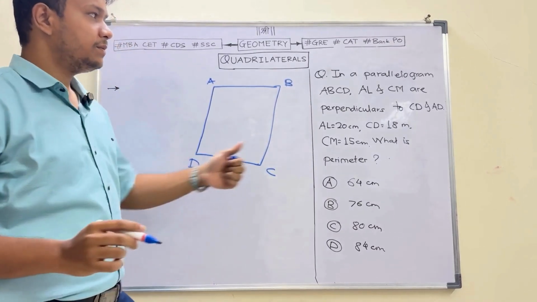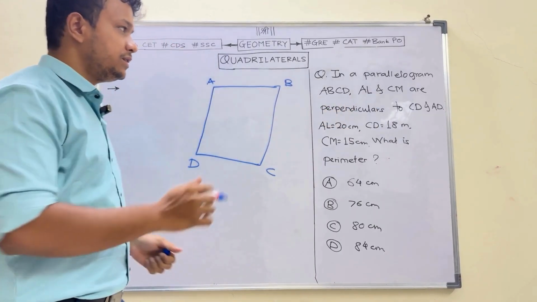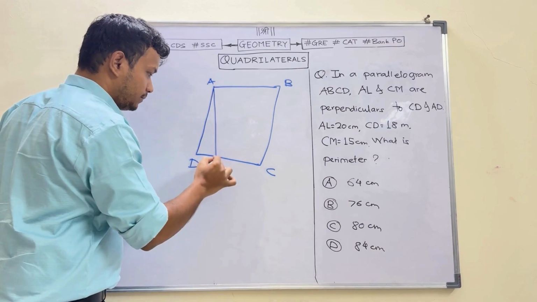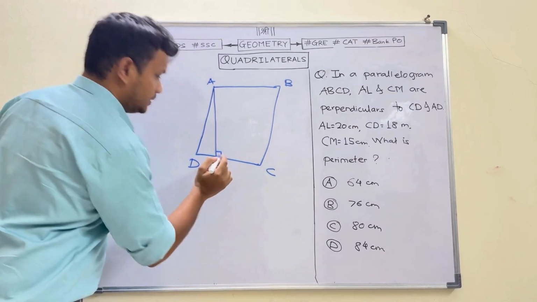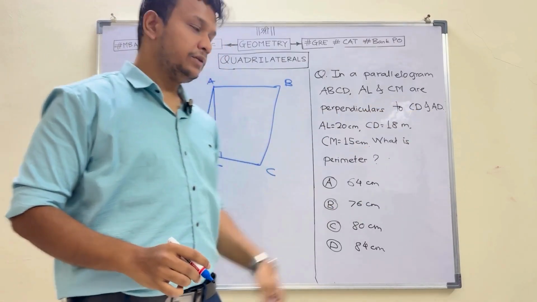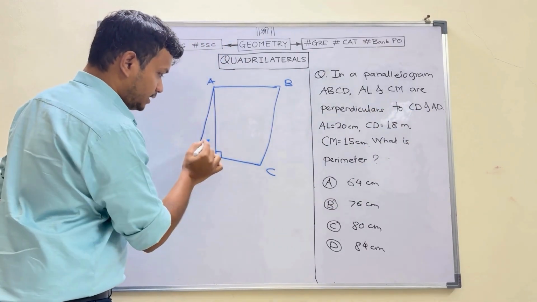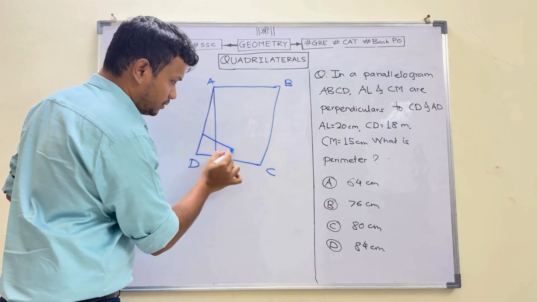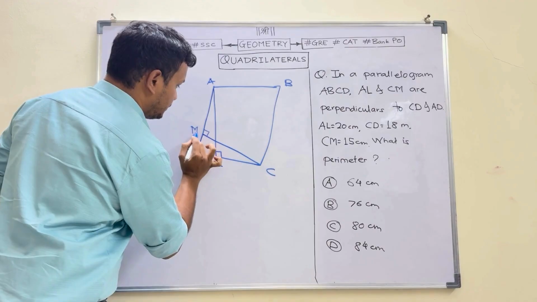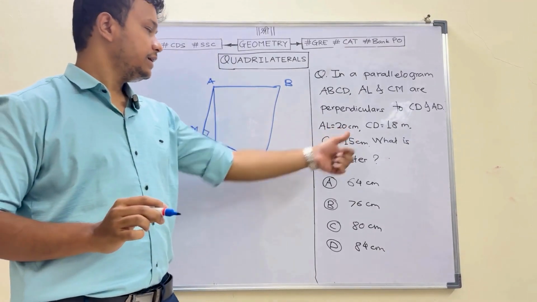What is the other information? AL and CM are perpendicular to CD. So AL is perpendicular to CD. I'll just draw a perpendicular here to CD. I'll just note this point as L, correct? CM is perpendicular to AD. AD is this side. I'll just draw a perpendicular from the C vertex. Here, perpendicular CM. Correct?